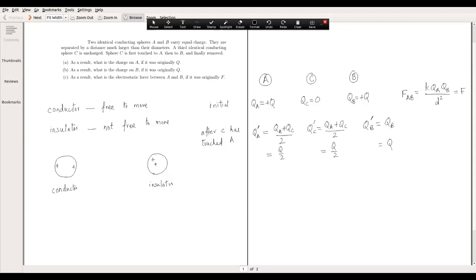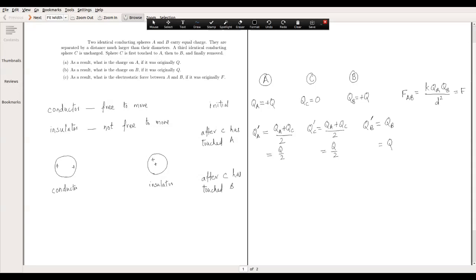But then we say that C is next touched to B after it has been touched to A. Now with this configuration, it is touched to B. So after C has touched B, that's the second situation. We are not yet in the process of answering the problems. This is just going through the procedure.